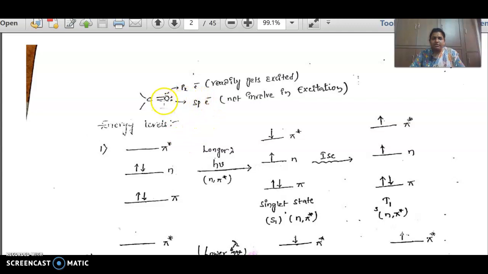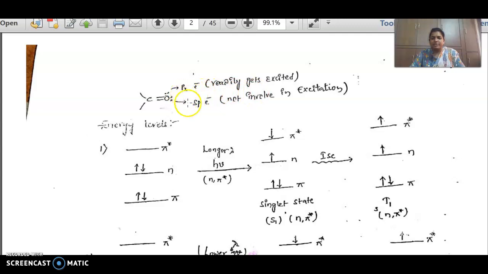Here we have one hybrid orbital lone pair and one unhybridized p orbital lone pair, so two lone pairs are there. One lone pair belongs to the hybrid orbital and one to the unhybridized orbital. The unhybridized orbital lone pair will be involved in the excitation. If you write the configuration of oxygen, 1s2 2s2 2p4, you can see this. 2p4 means we have three orbitals, and one of them will be paired.